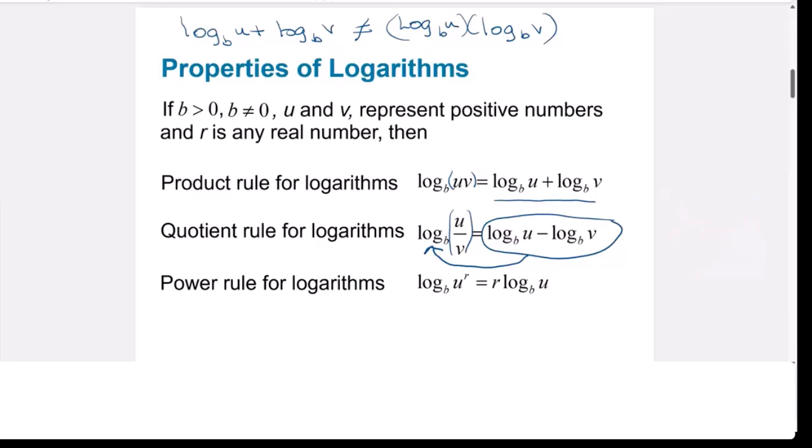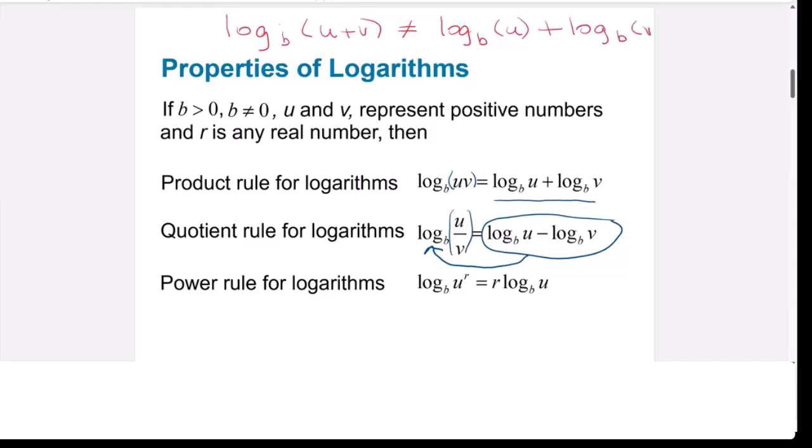Another mistake is that the log base B of U plus V is not equal to the log base B of U plus the log base B of V. The log does not distribute. It's a function. Functions don't distribute. We have the product rule, the quotient rule, and the power rule. We do not have a rule for sums.